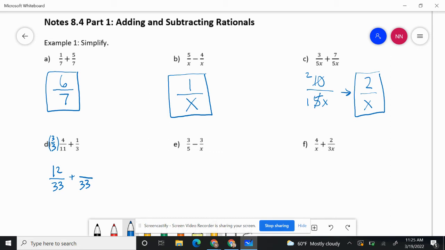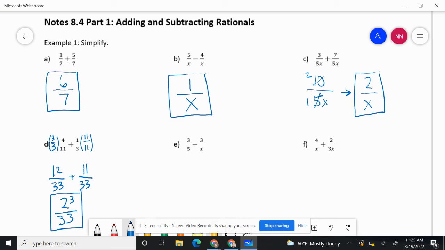Now for the second one, 3 turns into 33 by multiplying it by 11. So we're going to multiply the top and the bottom by 11, and that gives us 11 over 33. 12 plus 11 is 23 over 33, and that gives us our answer.